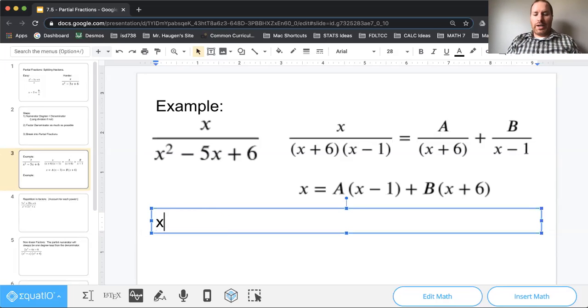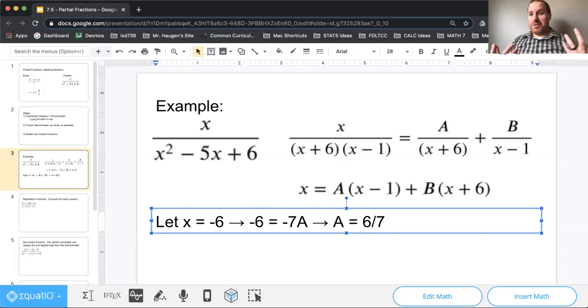So for example, in this first case, let's let x equal -6. If I let x equal -6, this part is just going to die off. It's going to go away. We don't have to worry about it. So if we plug in -6 here, we'll have -6 equal to -7 times a. That's all we have, and then we can solve that. That's pretty easy to do. That just gives us that a is equal to 6/7. Fairly simple to do.